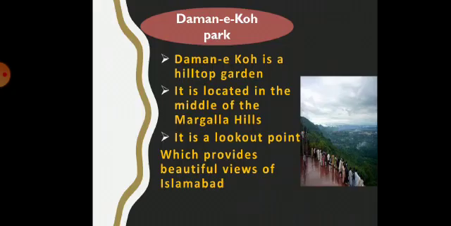Now let's talk about Daman-e-Koh. Daman-e-Koh is a hilltop garden. It is located in the middle of the Margalla Hills. It is a lookout point which provides beautiful views of Islamabad.